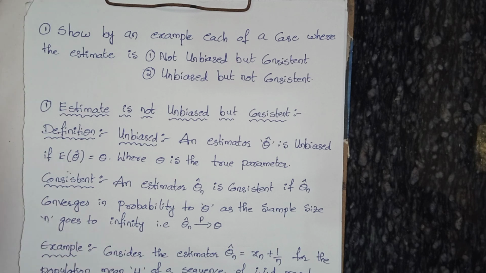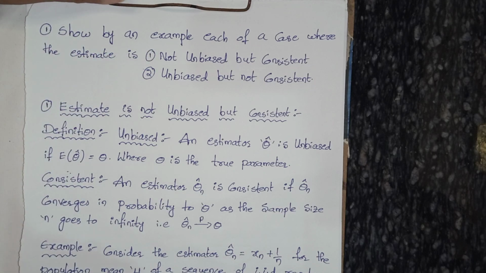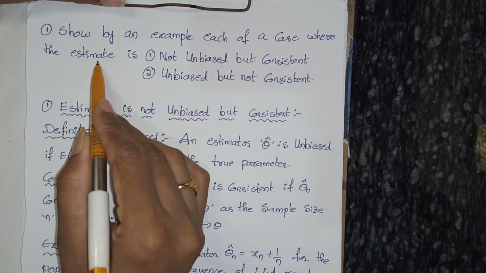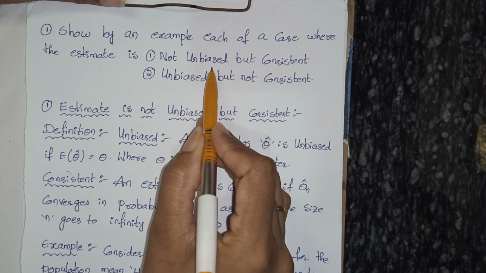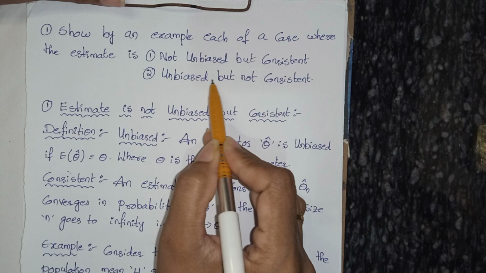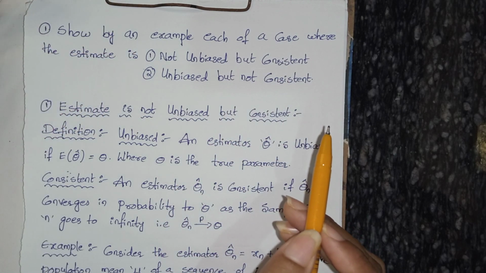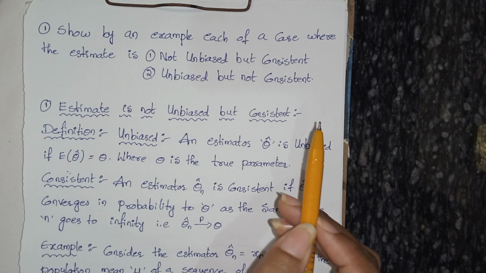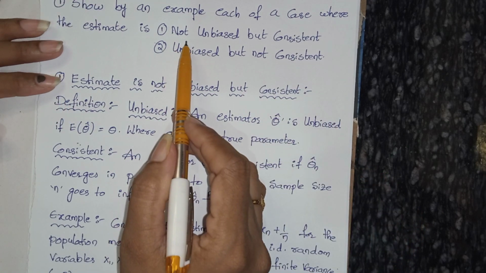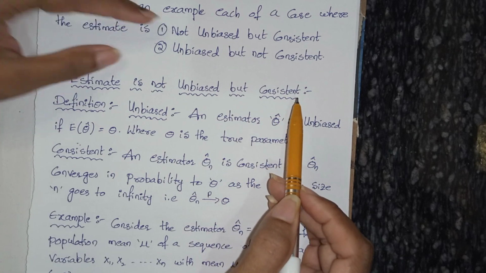Here, let us show by an example each case: where the estimate is not unbiased but consistent, and unbiased but not consistent. In both cases, we have to write one example where these two properties work. First, let us see the first one: the estimate is not unbiased but consistent.